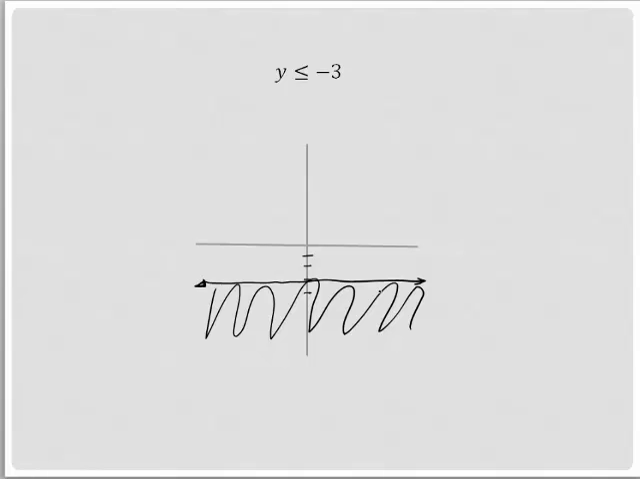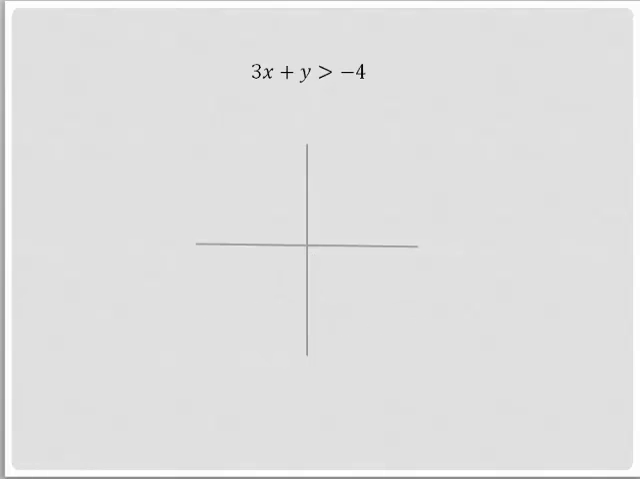Now I want to point out to you one more thing. See this equal sign here? That means it's a solid line. If there were no equal sign, this would be a dotted line. You may remember that from your high school days. Or you may not if you're like me.